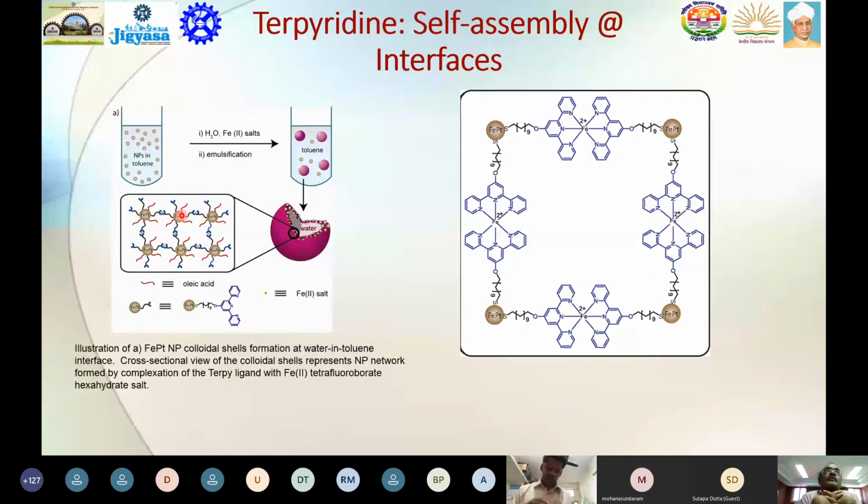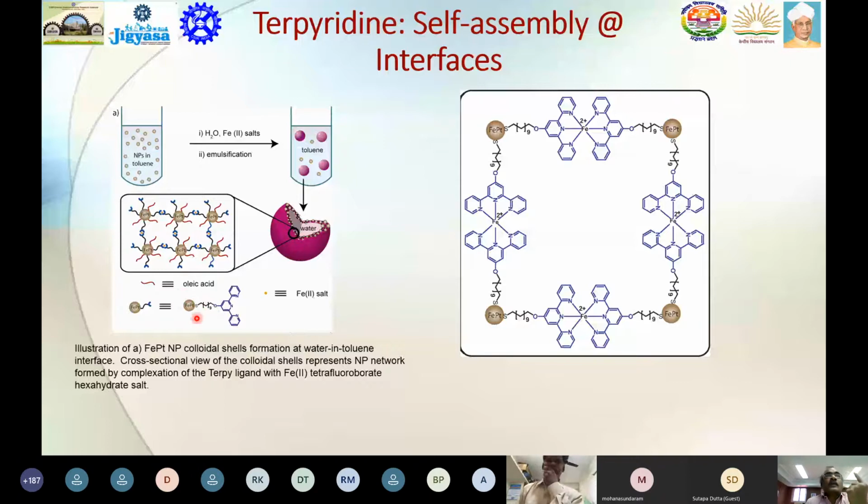You can make iron platinum nanoparticle and then attach this thiol terminated terpyridine to it. So that is what you see here. I have an iron platinum nanoparticle and I attached the terpyridine that I synthesized in my previous slide to this. So now I have a terpyridine nicely functionalized nanomaterial. This is only for imagination.